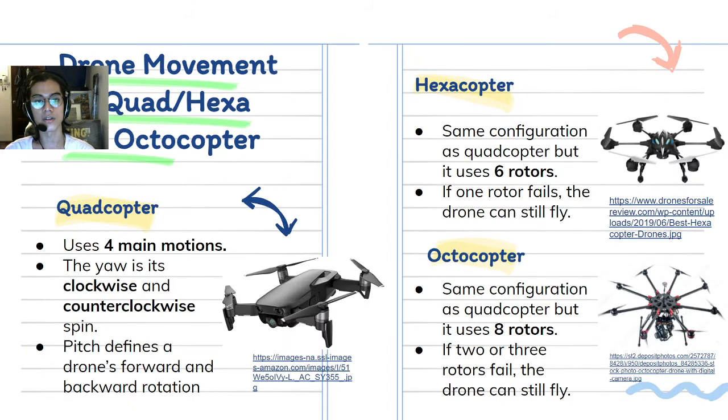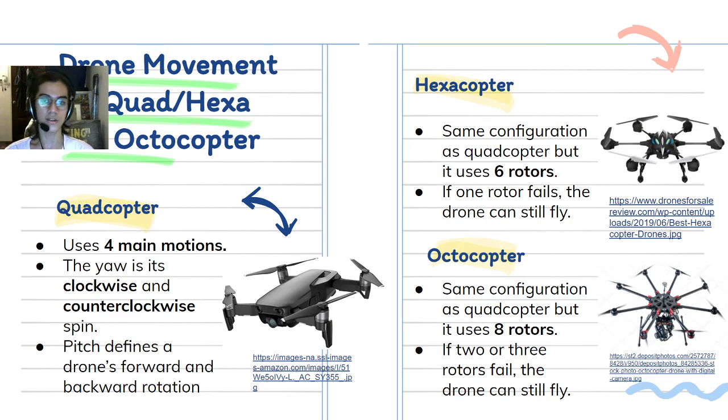Next, we have the drone movement for three types of drones: quadcopter, hexacopter, and octocopter. First, we take a look at quadcopter. So quadcopter uses four main motions. The first two motions are the yaw, which is the clockwise and counterclockwise spin. The last two are pitch, which defines the drone's forward and backward rotation.